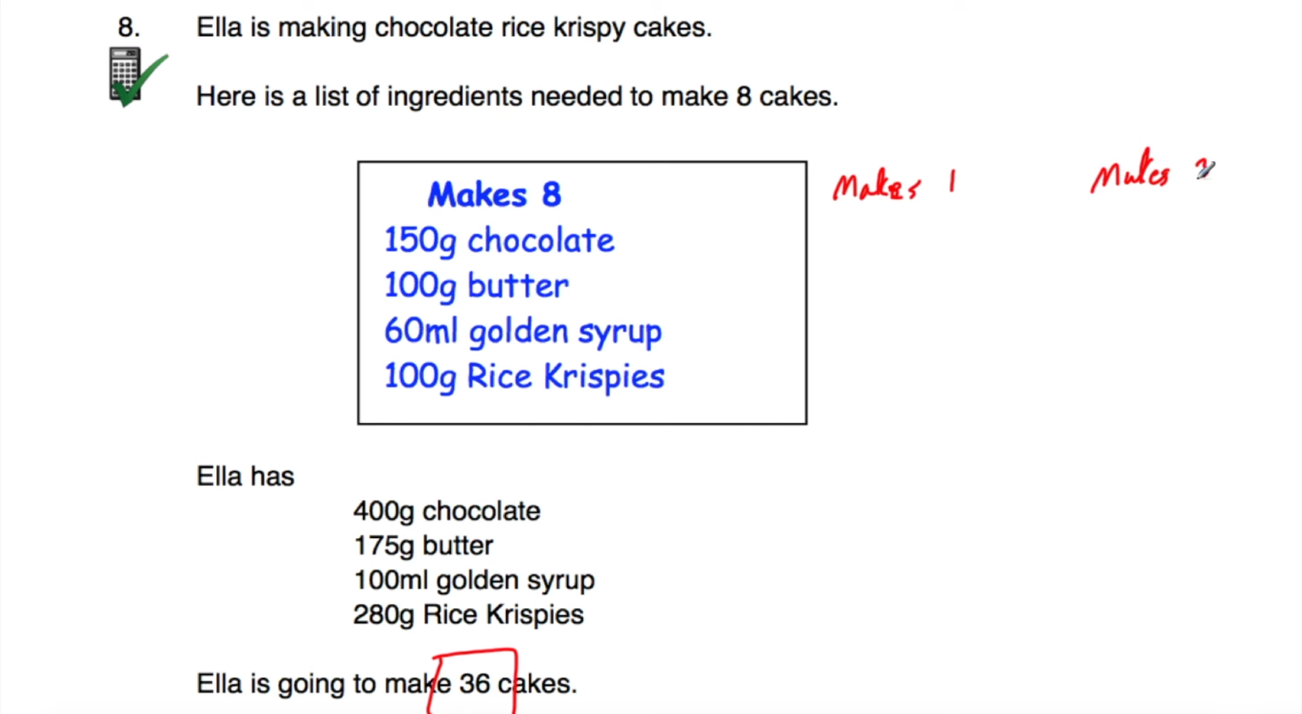And then we're going to do makes 36. So let's start off with makes 1. To find makes 1, we're going to divide each of these by 8. So let's divide each of these by 8 in our calculator and see what we get.